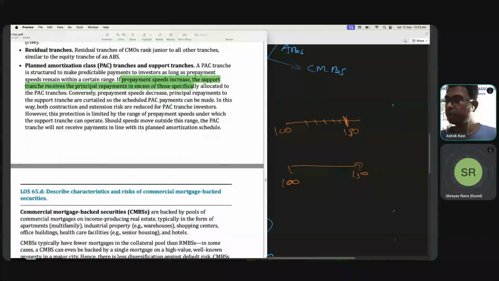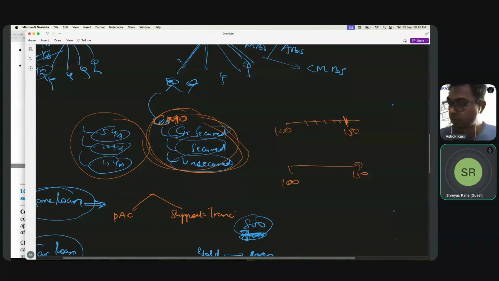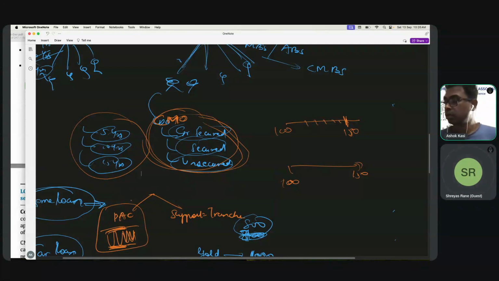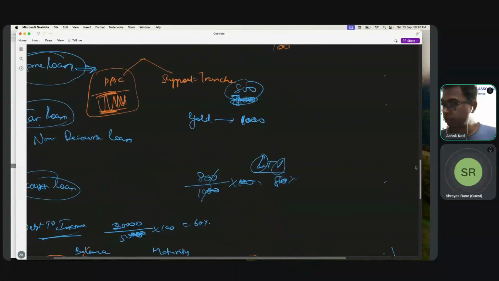Okay, then PAC. This one is important. So PAC means what? Planned amortization class and support tranche. These are two tranches. Just like here tranches are there, here planned amortization class and support tranche. So planned amortization means between a certain range, if anything happens, this will take care of it. They will get paid. Say for example, if the prepayment level is between this level.